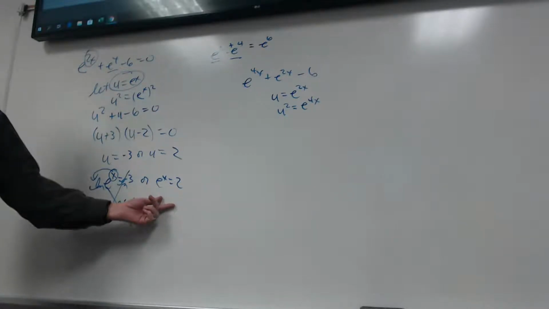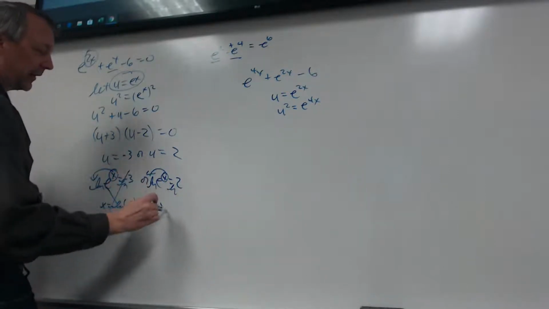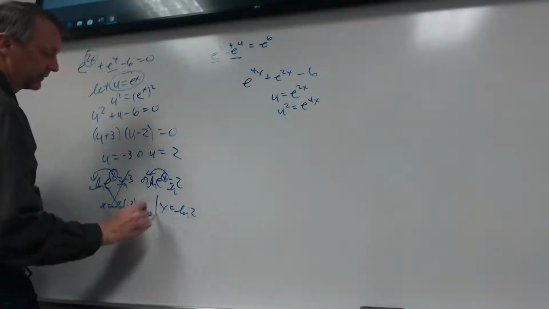Oh yeah, I'll let you take it over, because Lauren's getting so tired. You take the natural log. Natural log of both sides. This comes out front, so x equals the ln of 2.